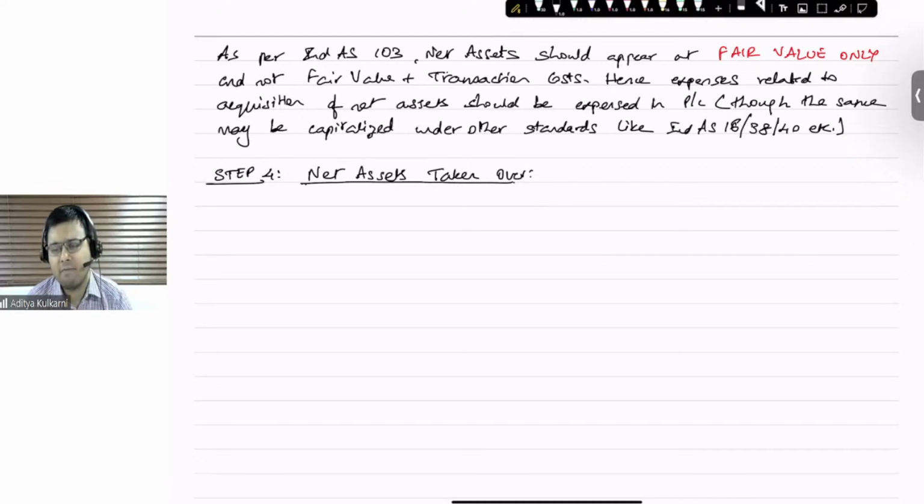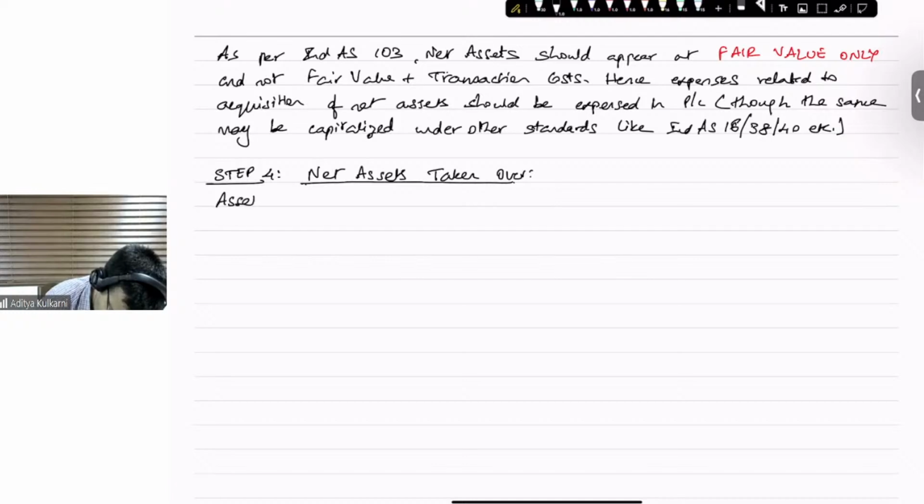There will be a couple of adjustments, 2 to 3, like maybe deferred tax could be one, leases could be one, contingent liabilities could be one, indemnification assets. So these 4-5 adjustments are there. We will take that at a later stage because we'll first complete the understanding till step number 6, that is goodwill, and then we will come back to net assets taken over.